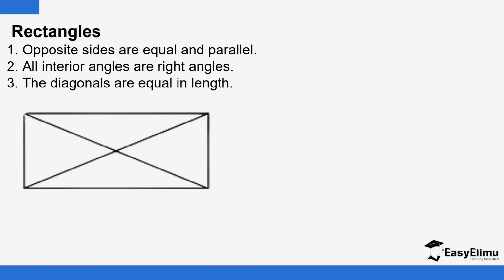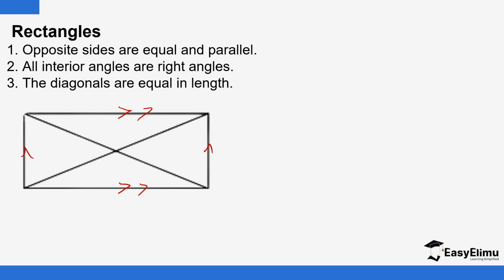The second type of quadrilateral is called a rectangle. So rectangles also, we have these characteristics: opposite sides are equal and parallel. So this side here is parallel to this. The same applies to this. So it also has two pairs of parallel sides. The difference now between a rectangle and a parallelogram is that in a rectangle, all the interior angles are right angles. They are 90 degrees each.